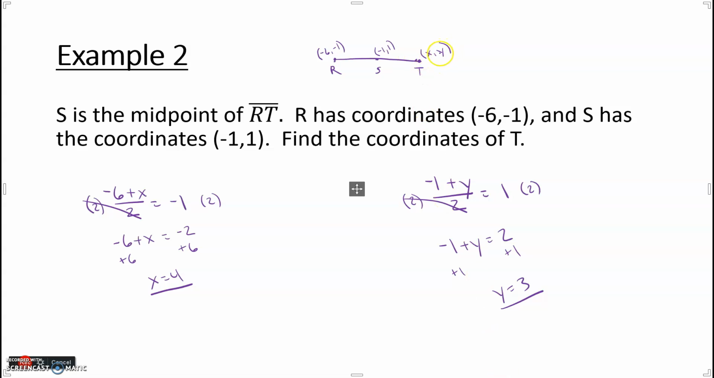Again, you can always go back and check. Add your y's, cut it in half, you better get 1. -1 plus 3 is 2. Cut it in half, you get 1. So our coordinate is 4, 3. So it's a little bit different. Again, think about the midpoint formula. It's talking about your endpoints. You add your endpoints and cut it in half to get the midpoint. So if they give you the midpoint, you've got to work a little bit backwards.